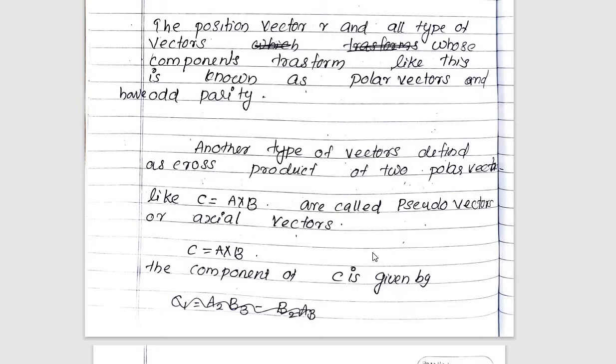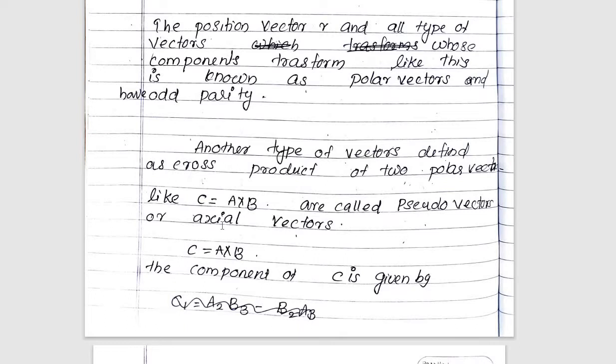There is another type of vector which can be written as the cross product of two polar vectors. For example, suppose we have a vector C that is equal to A cross B. Then vectors like C are known as pseudo vectors or axial vectors. Let us examine how its components transform.